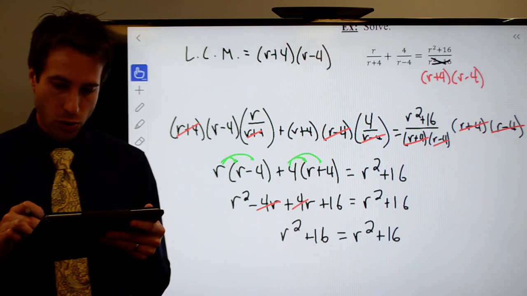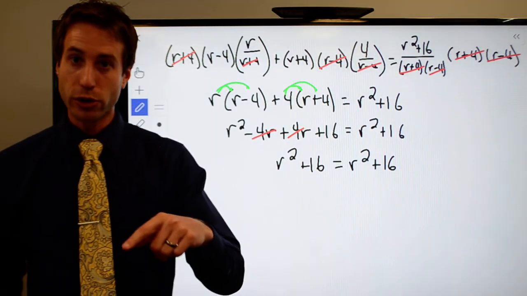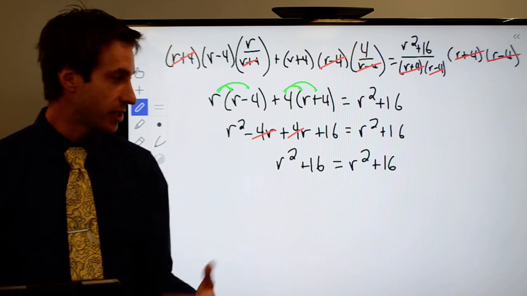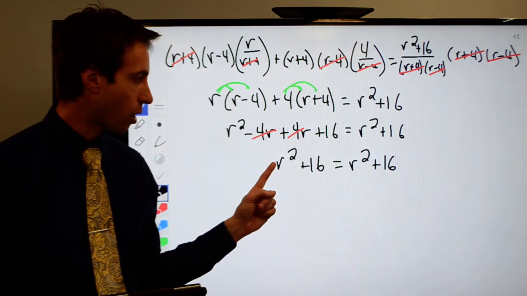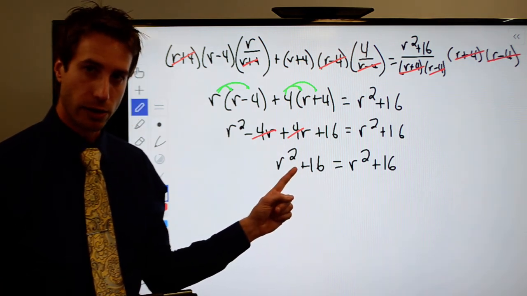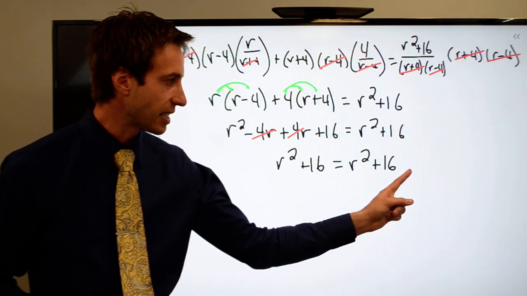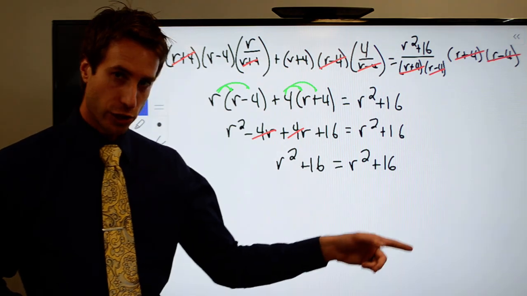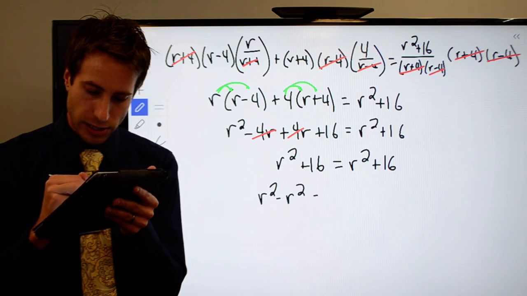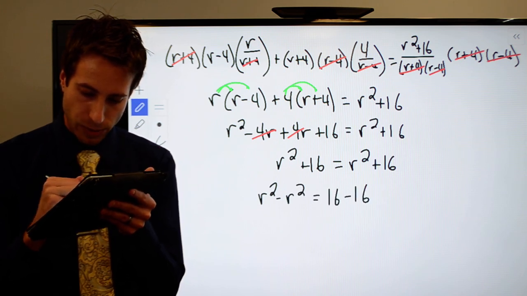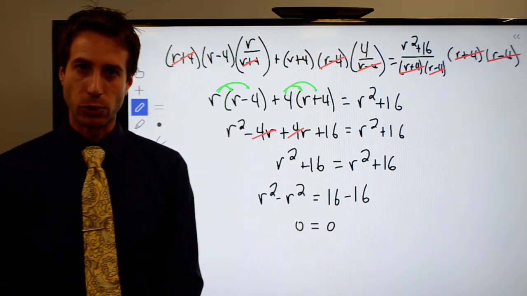Whoa. All right, take a look at this. Awesome problem. In order to solve for r, you see an interesting thing happens here. I would subtract r squared to this side, but that would give me r squared minus r squared, which is 0. And then I would subtract the 16 to this side, but that would give me plus 16 minus 16, which is 0. Check this out. r squared minus r squared is equal to 16 minus 16, which means 0 is equal to 0. I got a question for you. Does 0 equal 0?